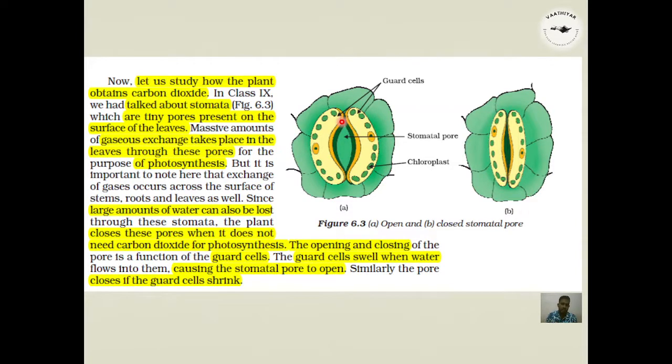When the guard cells get a lot of water, the guard cells swell up. As a result, the stomatal pore will be opening up. And once there is a loss of water in the guard cells, the stomatal pore will be closing down. So this opening of the stomatal pore is controlled totally by the guard cells, when they receive water and when they are not receiving any water also. So these guard cells play a major role in the process of photosynthesis.